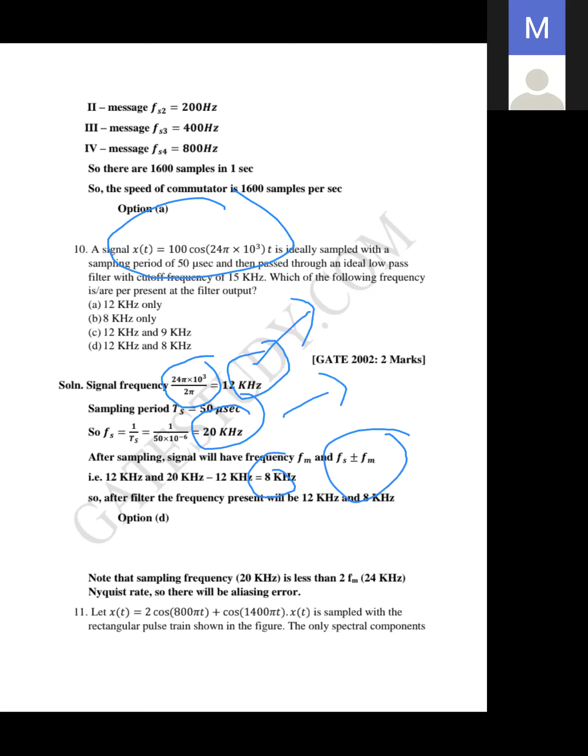Okay. So among these four options, we got 12 only and 8 only. These two are not available, and 9 is not the answer. The correct answer is D, 12 and 8 kilohertz. Because we got fm as 12, and the next component is fs plus or minus fm. For fs minus fm we get 20 minus 12, 8 kilohertz. That's why the desired answer is 12 and 8 kilohertz.